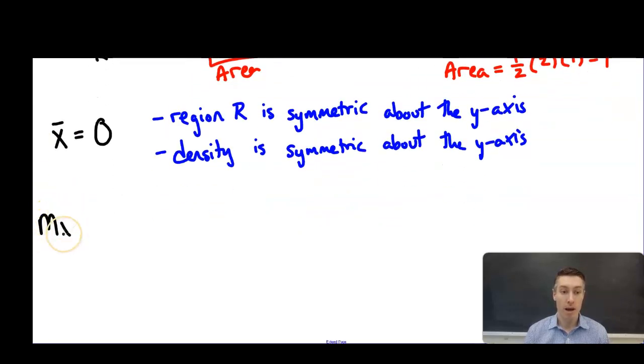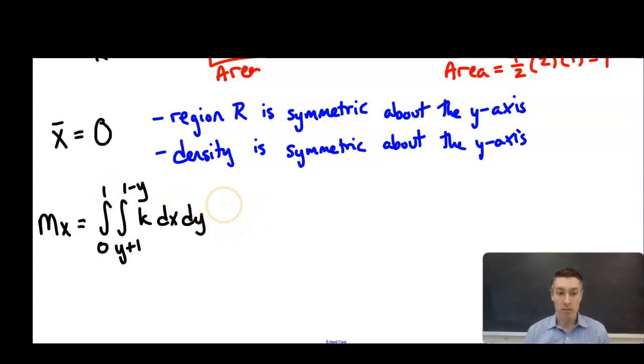So we're going to find the moment about the x-axis. Okay, so we decided that this is a type 2. So we're going from y plus 1 to 1 minus y, and then from 0 to 1. Now, again, less concerned about the integration in this video, so if we integrate all this out, we would get k over 3. And actually, I missed a piece. Hold on. Let's back it up a second. K times y dx dy. We need that factor of y being the distance each point is from the x-axis. That would have been bad.